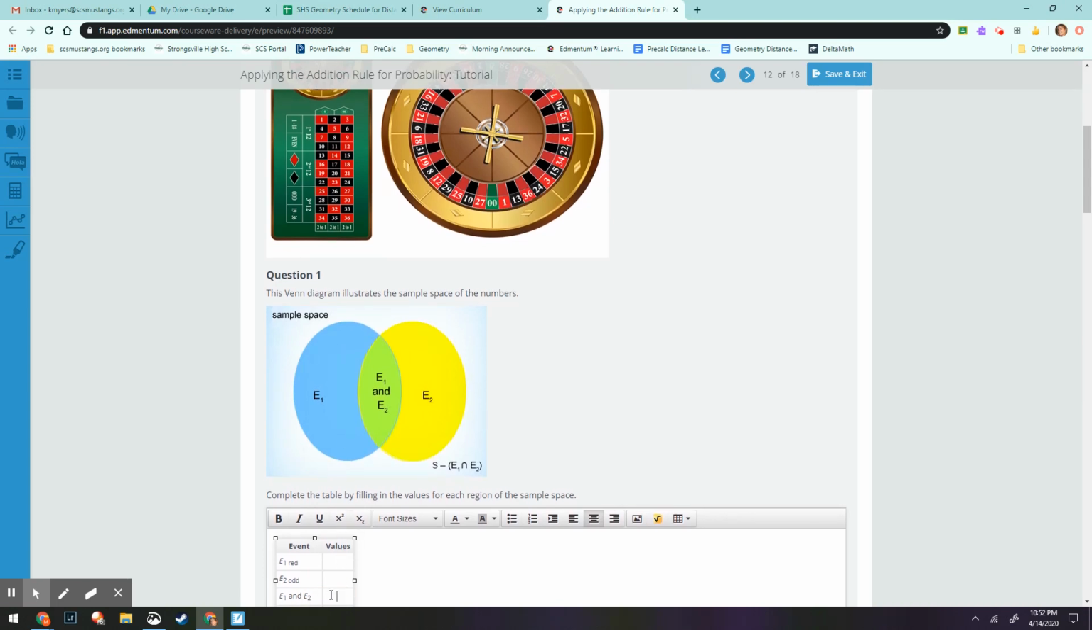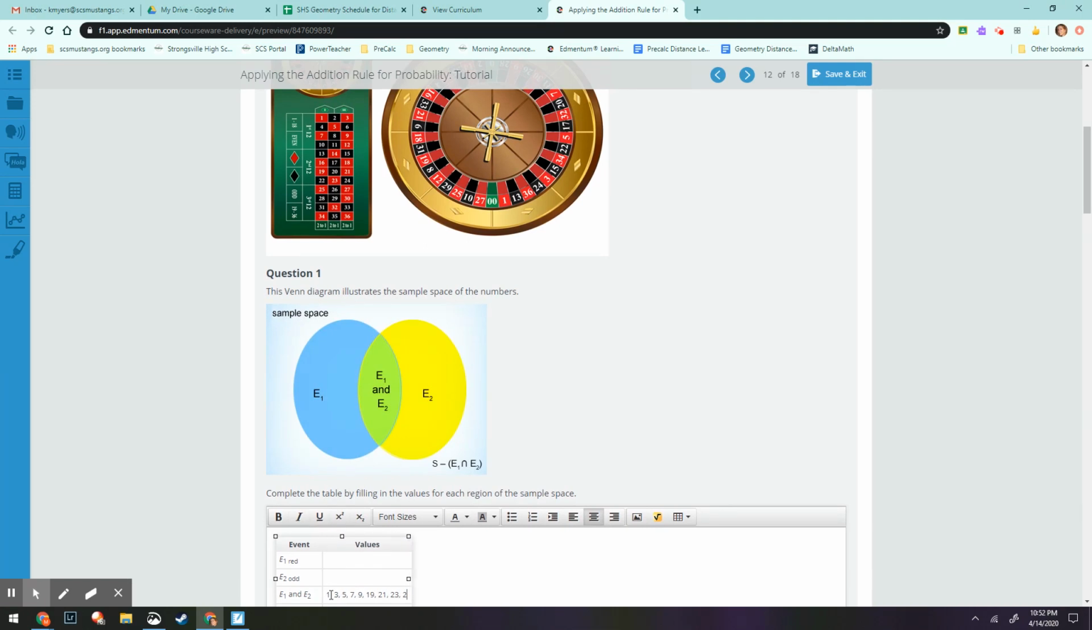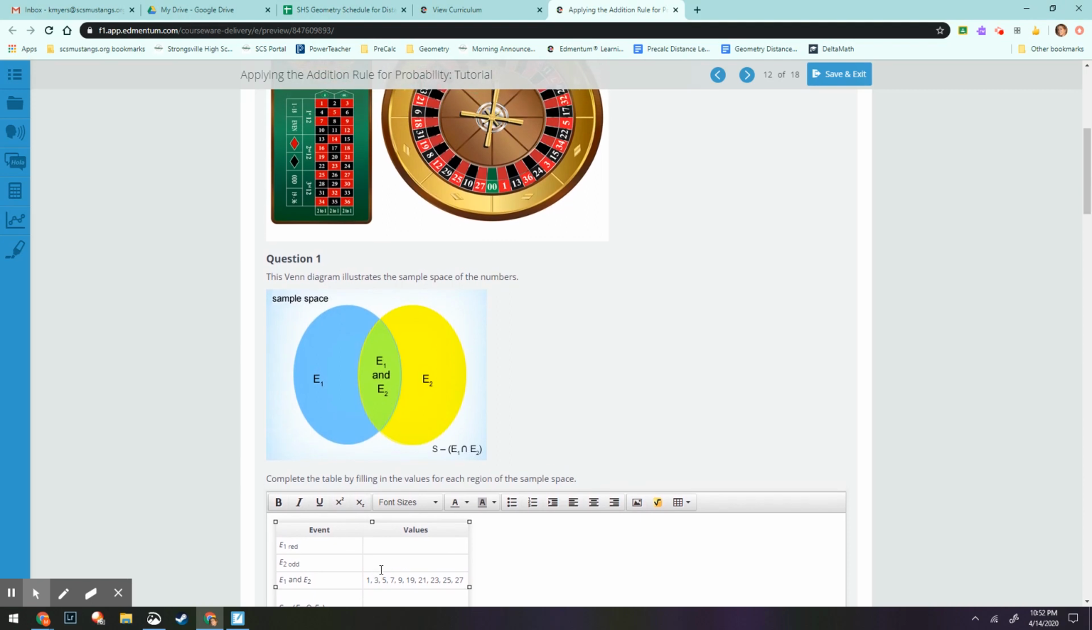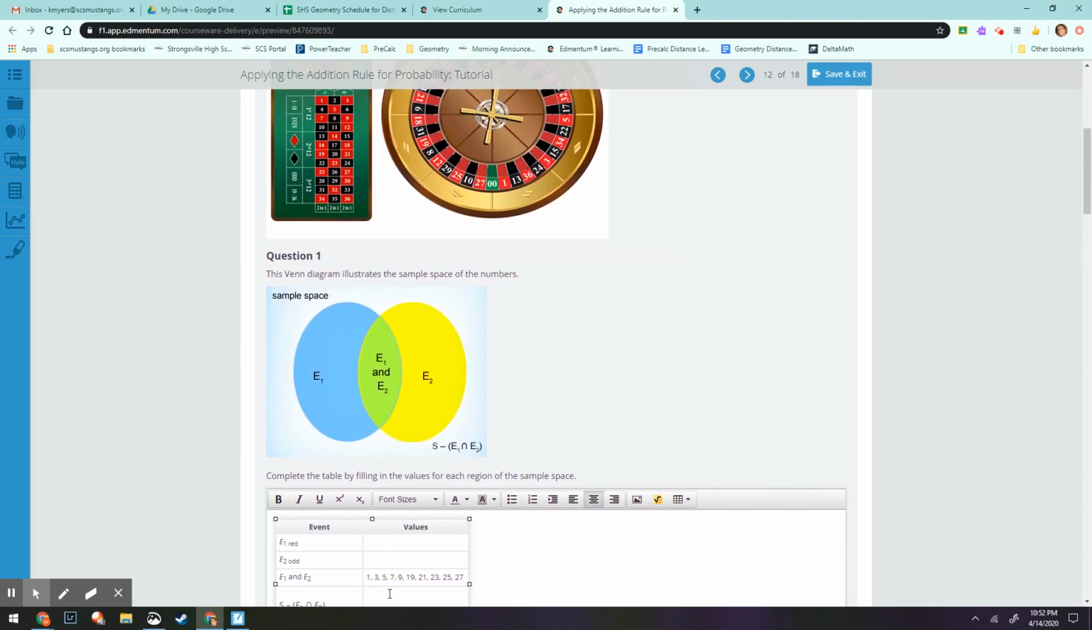Now, E1 and E2 are red and odd. And if I'm looking at that table, I can fill these in. And those are all the ones that are red and odd. Okay, so I want to know this, S minus all of this. So basically everything that is not red and not odd. Everything that's not red and not odd is basically the black even ones to start with.